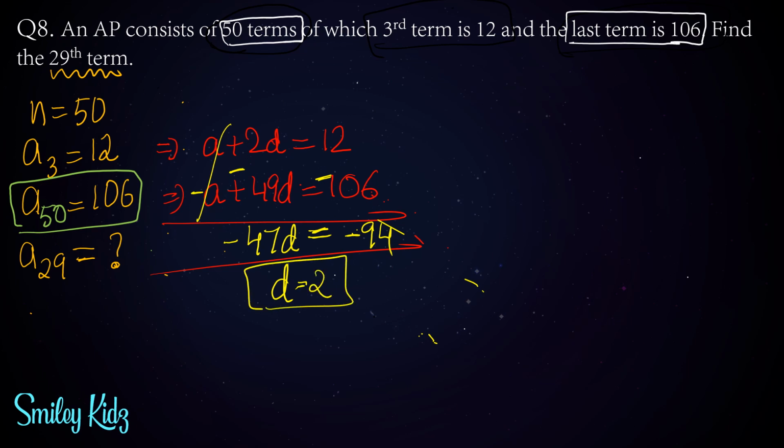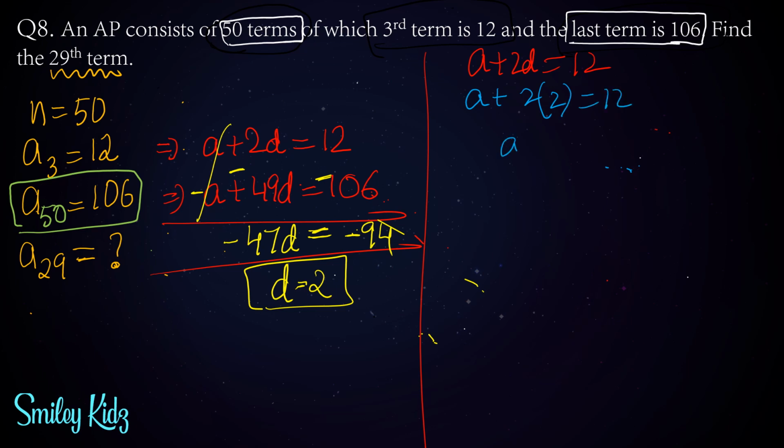Now we know the value of D. Isn't it easier for us to find out the value of A? So A plus 2D is equal to 12. Let me substitute the value of D. A plus 2 into 2 is equal to 12. Then A will be equal to 12 minus 4, which is 8. That means the first term is equal to 8.